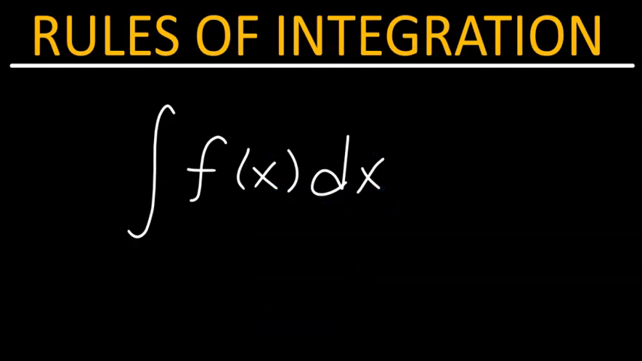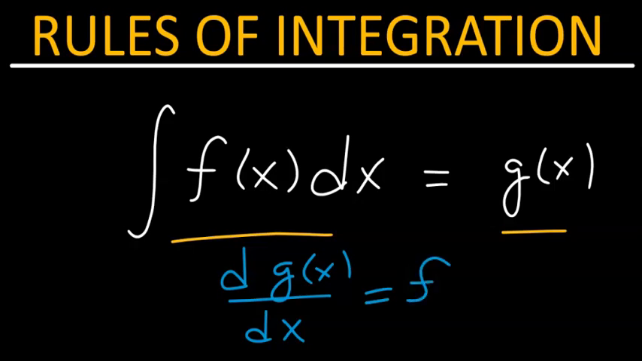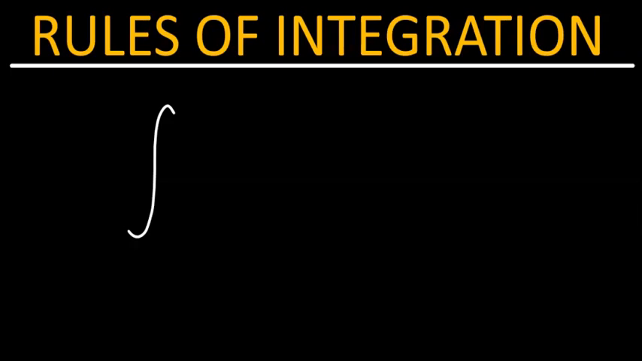The process of doing this integral is called integration. It's important to realize that integration is the reverse of differentiation. What that means is, assume that this integral equals a function g(x). Then, if you differentiate g(x) with respect to x, the answer is f(x). We shall look at two classes of functions and see how to integrate them.